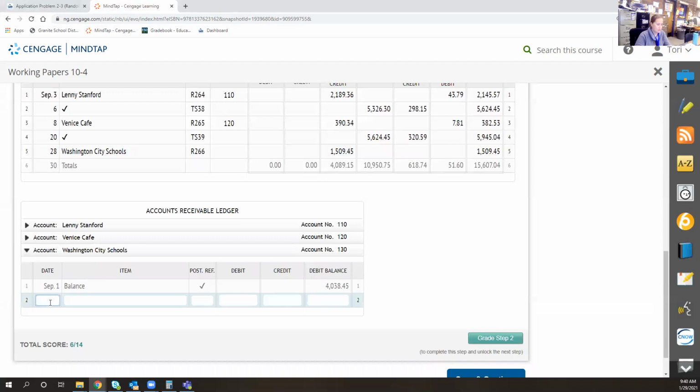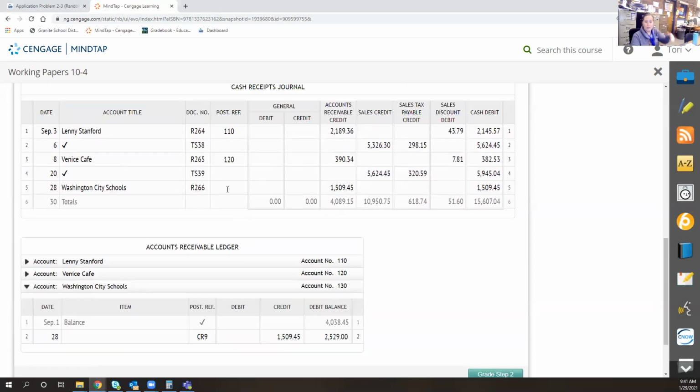And the Washington schools, we're going to record the one transaction that they did. I thought they paid twice, but they only paid once. So 28, post reference CR9, and we credited $15.09 and 45 cents. So then we have a debit and a credit, so we subtract it, and that gives us 25.29. Post reference back up here.